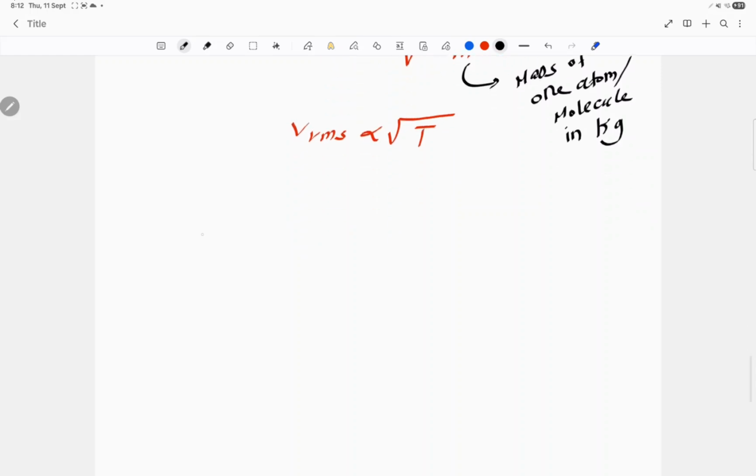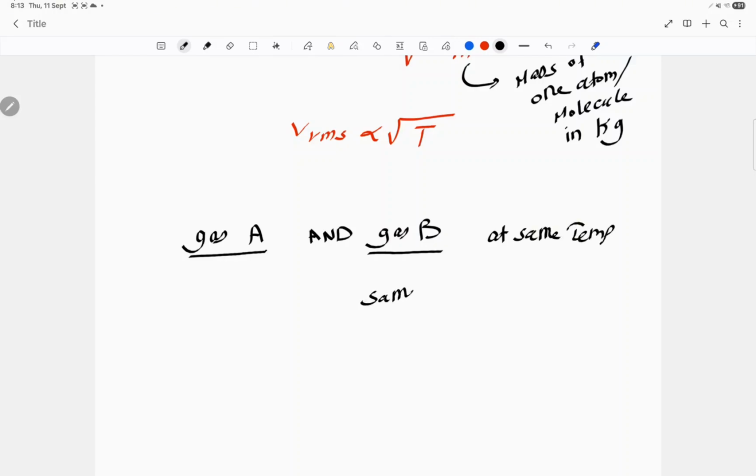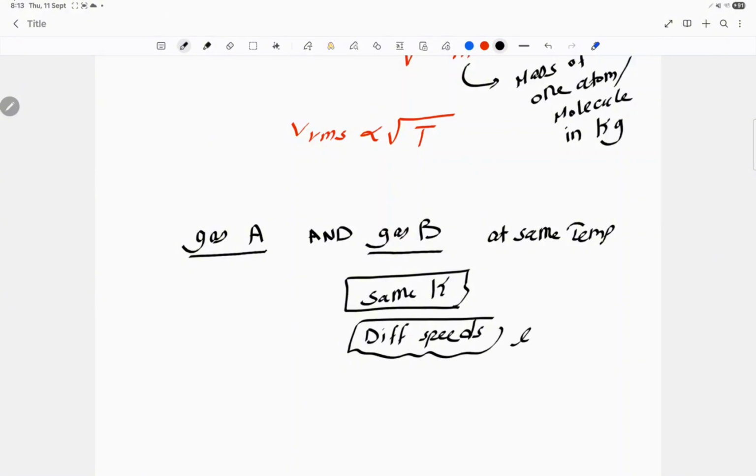We can also now say that if you have two gases, gas A and gas B, whose identities are different, if they are held at the same temperature, then they will have the same kinetic energy. But because they have different identities and different molar masses, they will have different speeds. The lighter gas will basically be faster.